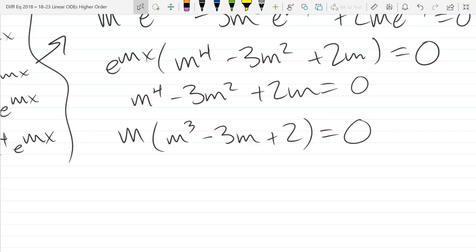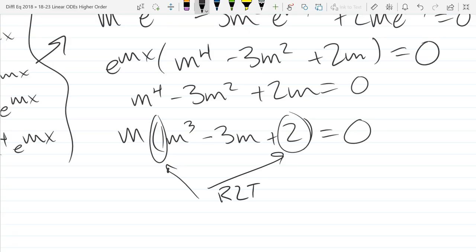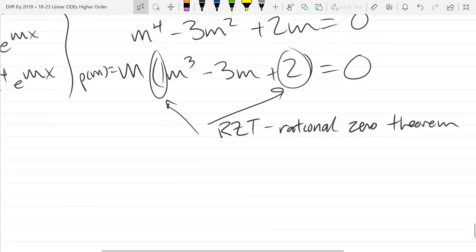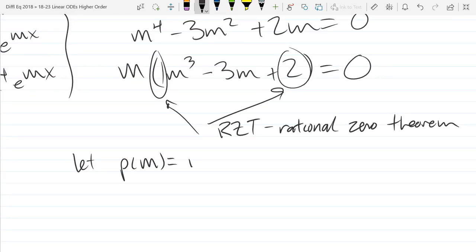Using that thing we taught the other day. Using that thing we didn't forget. So the rational zero theorem. We're taking factors of the constant divided by factors of the invisible 1 in front of m cubed. Classic. I'm pretty sure I wrote down rational zero theorem already, but I'll write it down again. And let's give this polynomial a name. I'll call it P of m. Actually, P of m will be without that multiply by m. So P of m will be m cubed minus 3m plus 2.